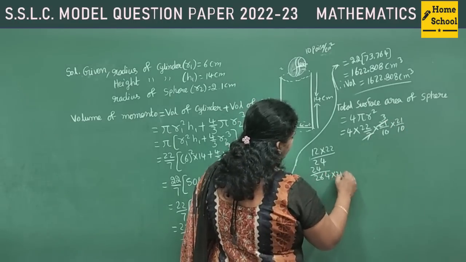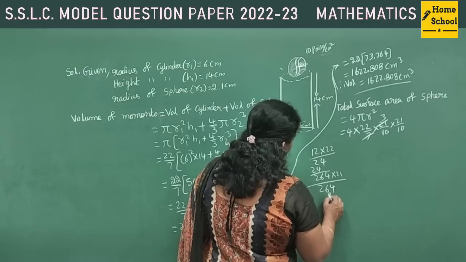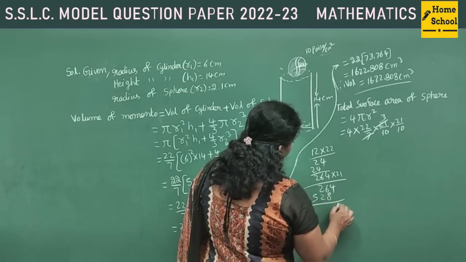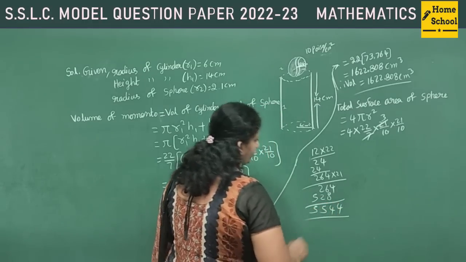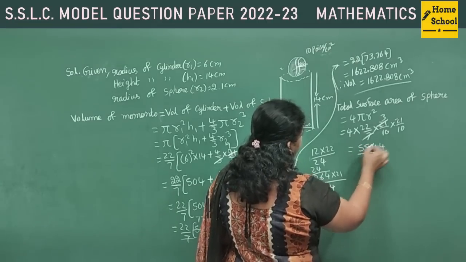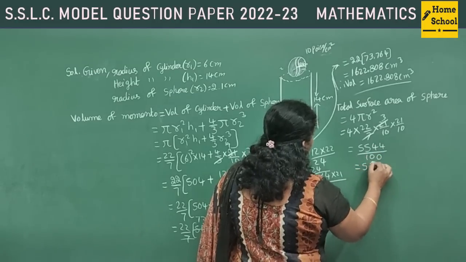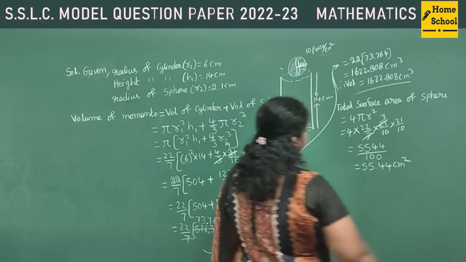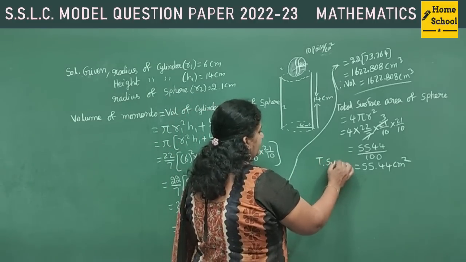Again multiply for this 21. This will be 264. 4 2s are 8, 2 6 are 12, 4 5s, 4, 14, 5 5 4 4. So this will be 5544 by 10 tens are 100. So decimal convert, 55.44 centimeter square. Right? We got total surface area of the sphere.